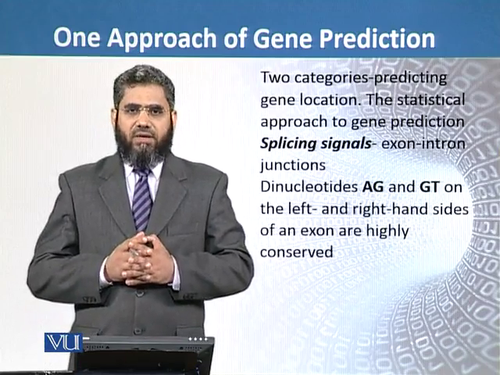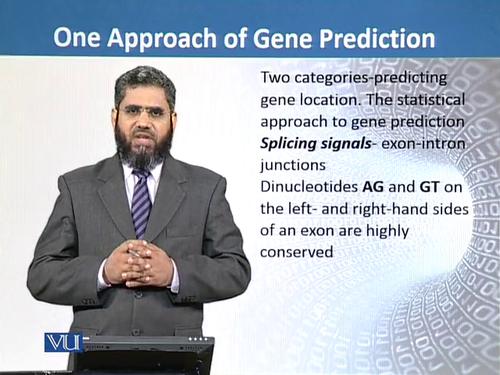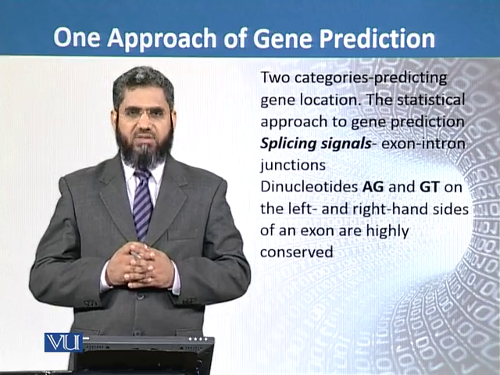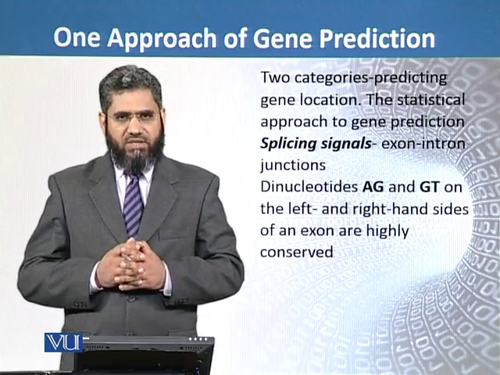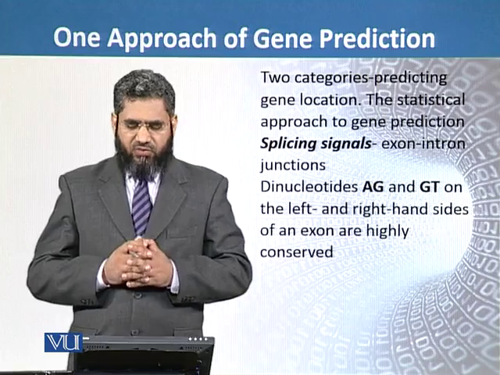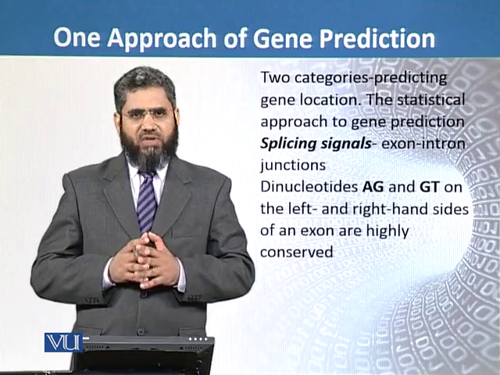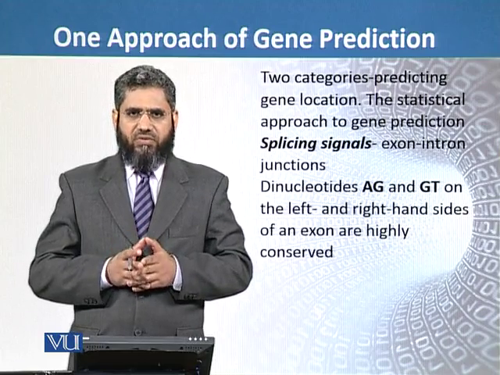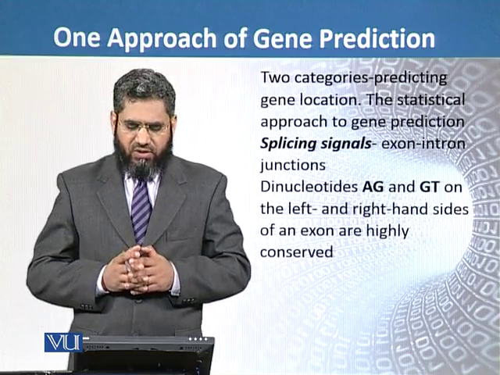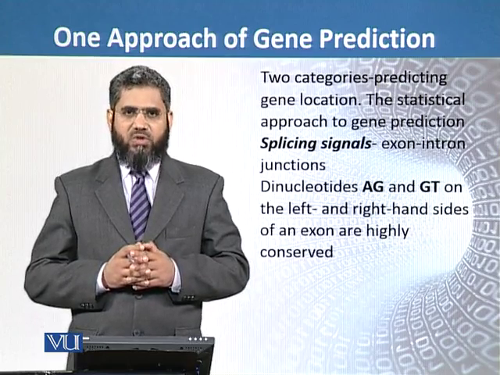So to predict the location of genes within genomes, scientists use two main strategies. Number one is the statistical approach. In the statistical approach to gene prediction, scientists focus on very specialized regions of the genomes that are very conserved within the genes. One of these conserved regions is called the splicing signals, present at the exon-intron junctions.